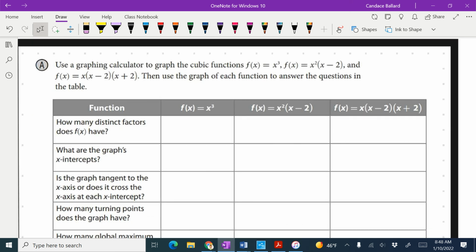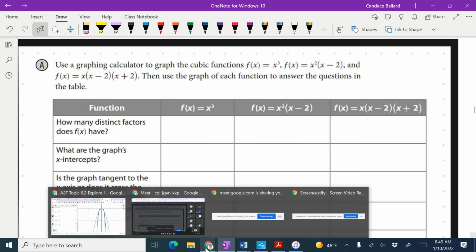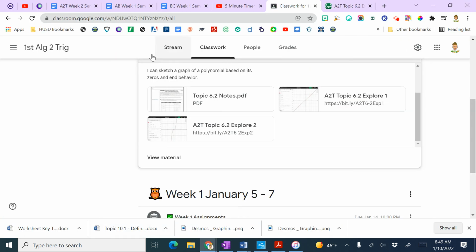All right. So we're supposed to use our graphing calculator to graph the cubic functions and then use the graph to answer each of the following questions. We're going to get as far as we can. You might not be able to finish all of the homework. We'll see how it goes. So do as much of it as you can tonight, and then you can finish it up after we do this again tomorrow. Okay. All right, so go back into Google Classroom and grab that second file that I put out there. So grab Explore 2, okay? And get that one open.